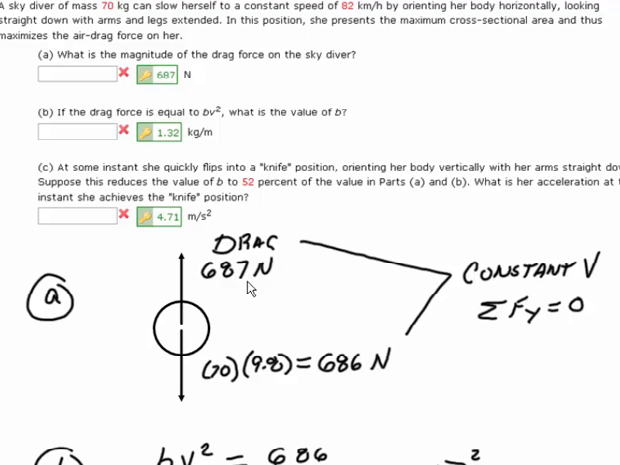The drag would have to be 686 coming down here. I don't know why I put 687 here, just because the answer was, it should just be 686. And I'm assuming they use 9.81 to get this.